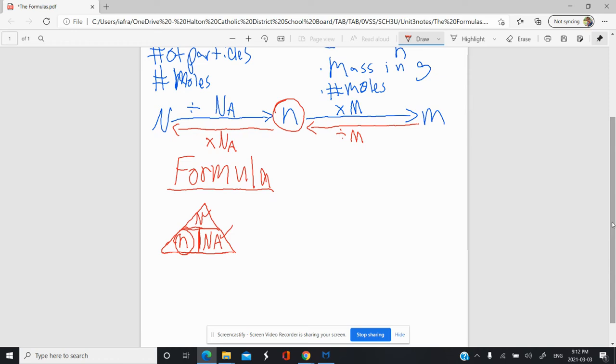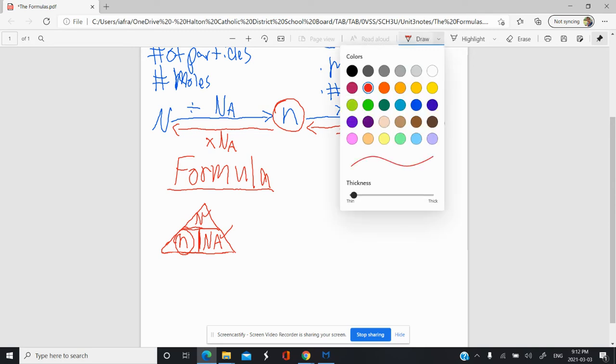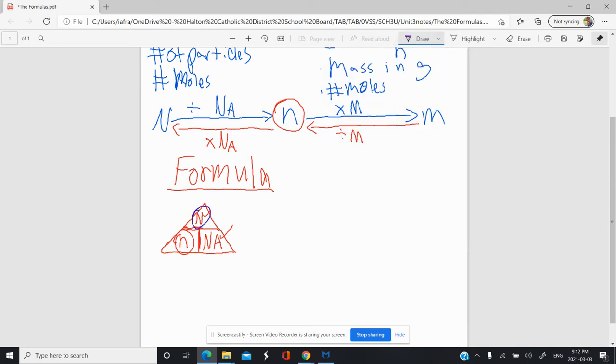Let's say instead you want to find the number of particles, you would do little n times Na, because the vertical line is a multiplication. So in our legend here, vertical is a multiplication and horizontal is a division. And so you have all your formulas within that triangle.